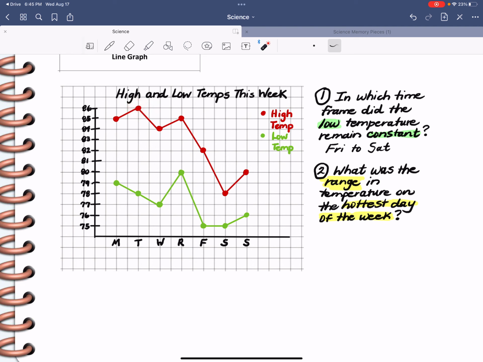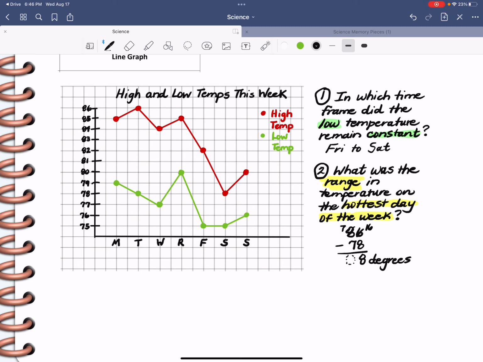The high was 86 degrees. To find the range, you need the low as well. So you're looking at these two dots. The high was 86, the low was 78, and that's what you need to subtract. I'm not using a calculator, so you would borrow to get 16 minus 8 is 8, and then a 0 there. So the range was 8 degrees. Meaning the space between the dots was 8 degrees.